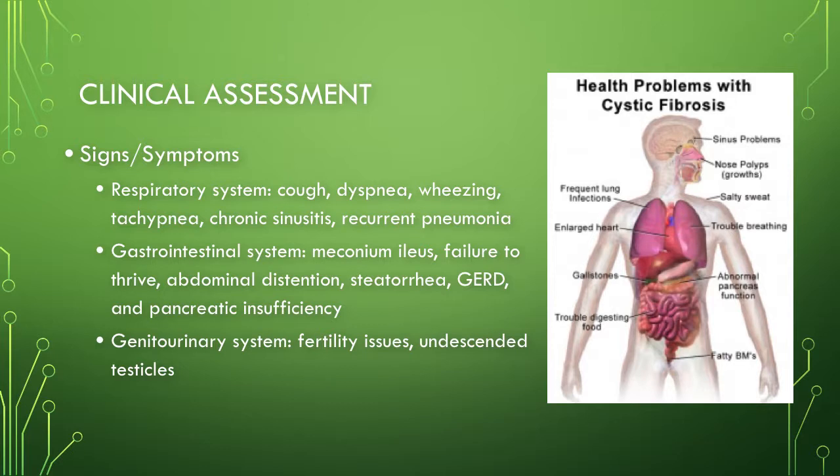Cystic fibrosis also affects other organ systems, including the gastrointestinal and genitourinary tracts. Common GI symptoms of cystic fibrosis include a meconium ileus, failure to thrive, abdominal distension, fatty stools, GERD, and pancreatic insufficiency. Undescended testes in males and fertility issues in males and females are common signs of cystic fibrosis that manifest in the GU tract.